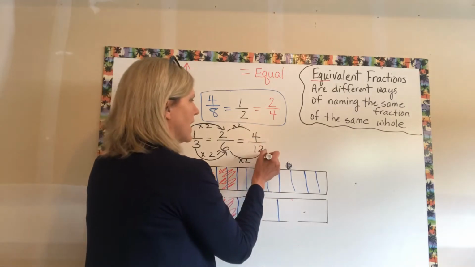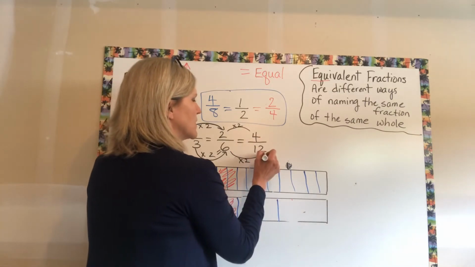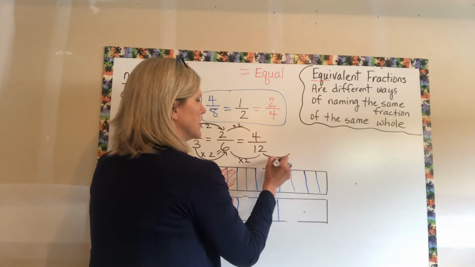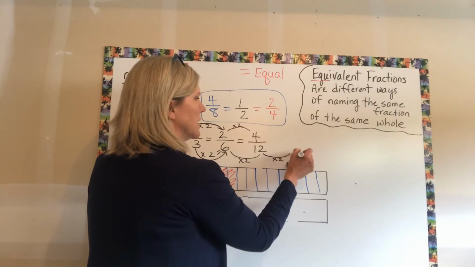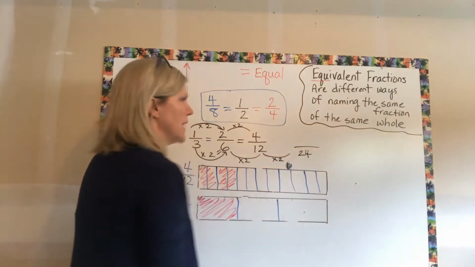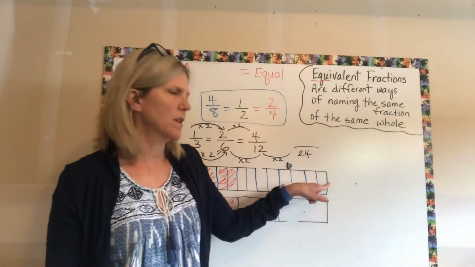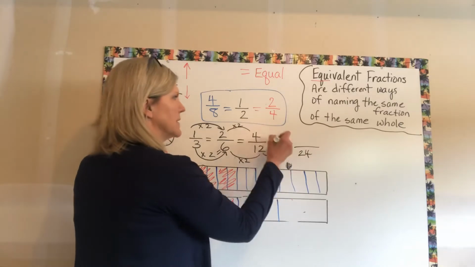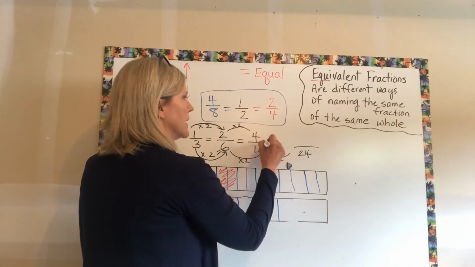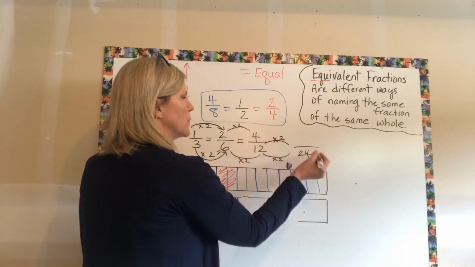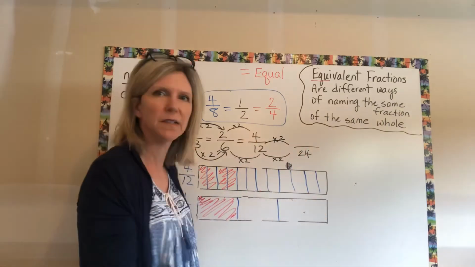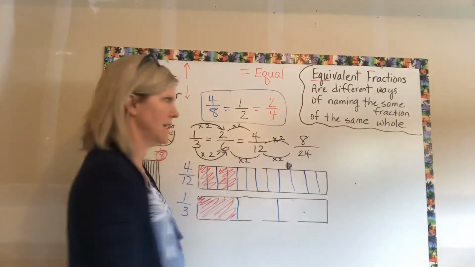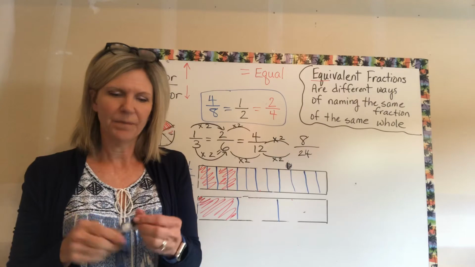You could say 12 times 2 is 24. That means if we cut this rectangle into 24 pieces, then to find the equivalent to that, we would multiply this one by 2 as well. What's 4 times 2, Jasmine? It's 8. Yes, right, very good.